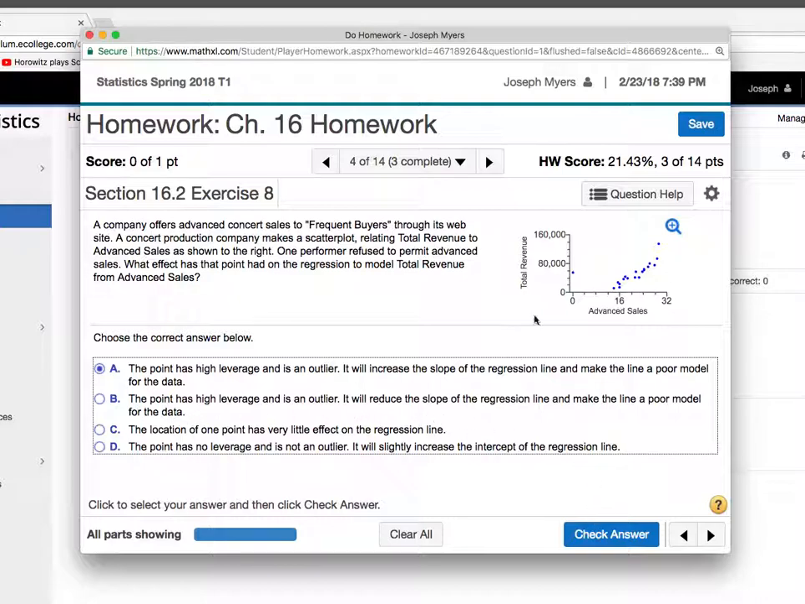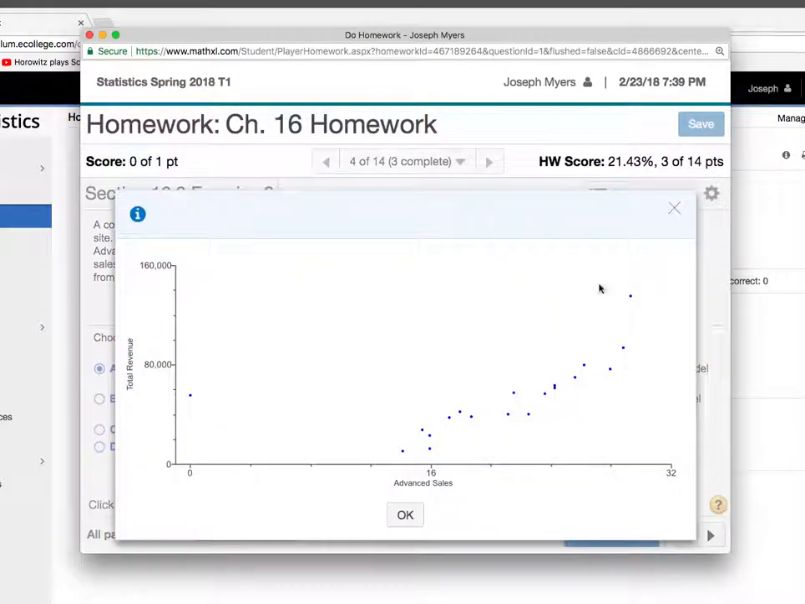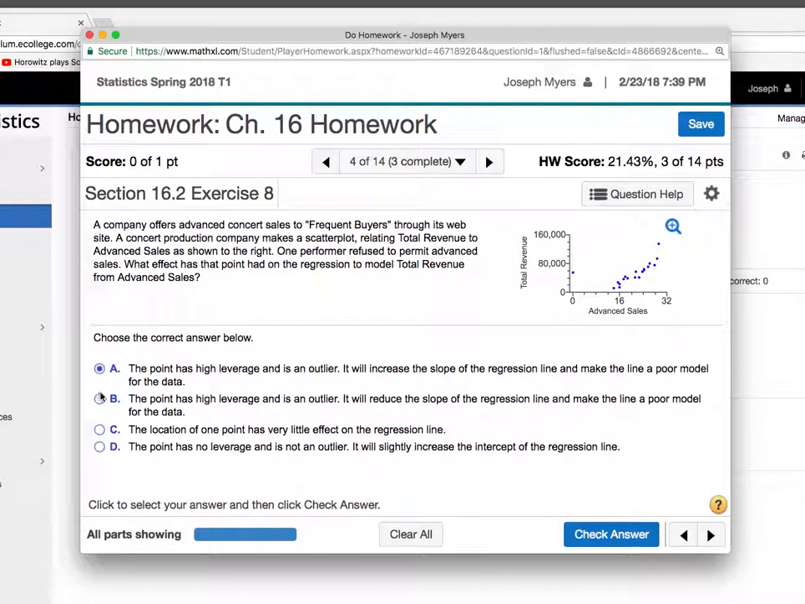Sorry. Except the slope would be going up if it goes through these points over here, but if it goes through this point over here, it would be going flat. And if it goes flat, that would be a reduction in the slope. So if you had that outlier there, then it would reduce the slope.